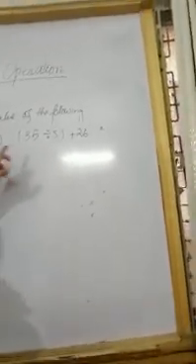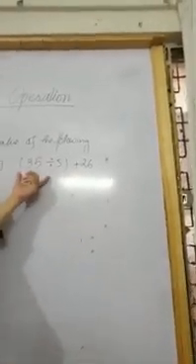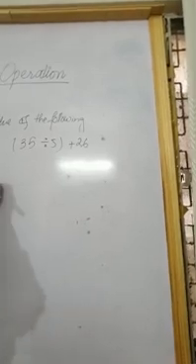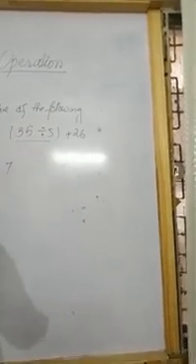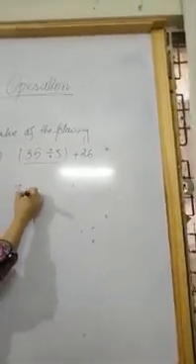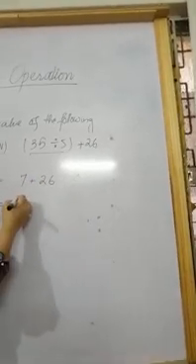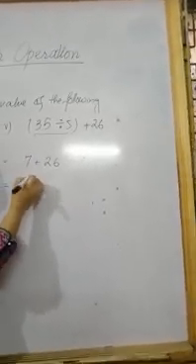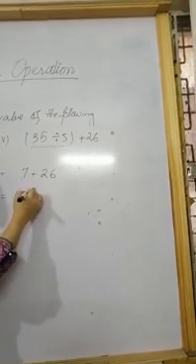In question number 5, there is 35 divided by 5 plus 26. Brackets are present, so first of all, we have to solve this bracket. 35 divided by 5 is 7, plus 26. So this will be 33.